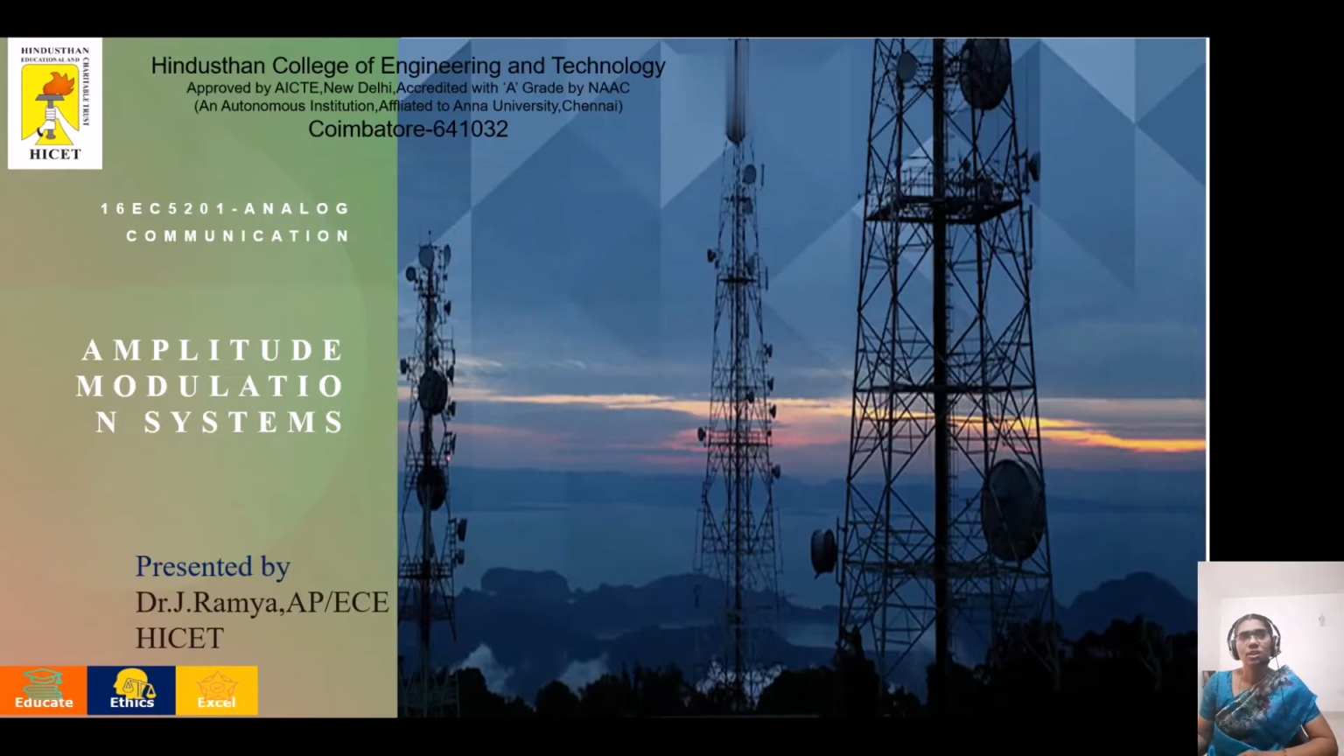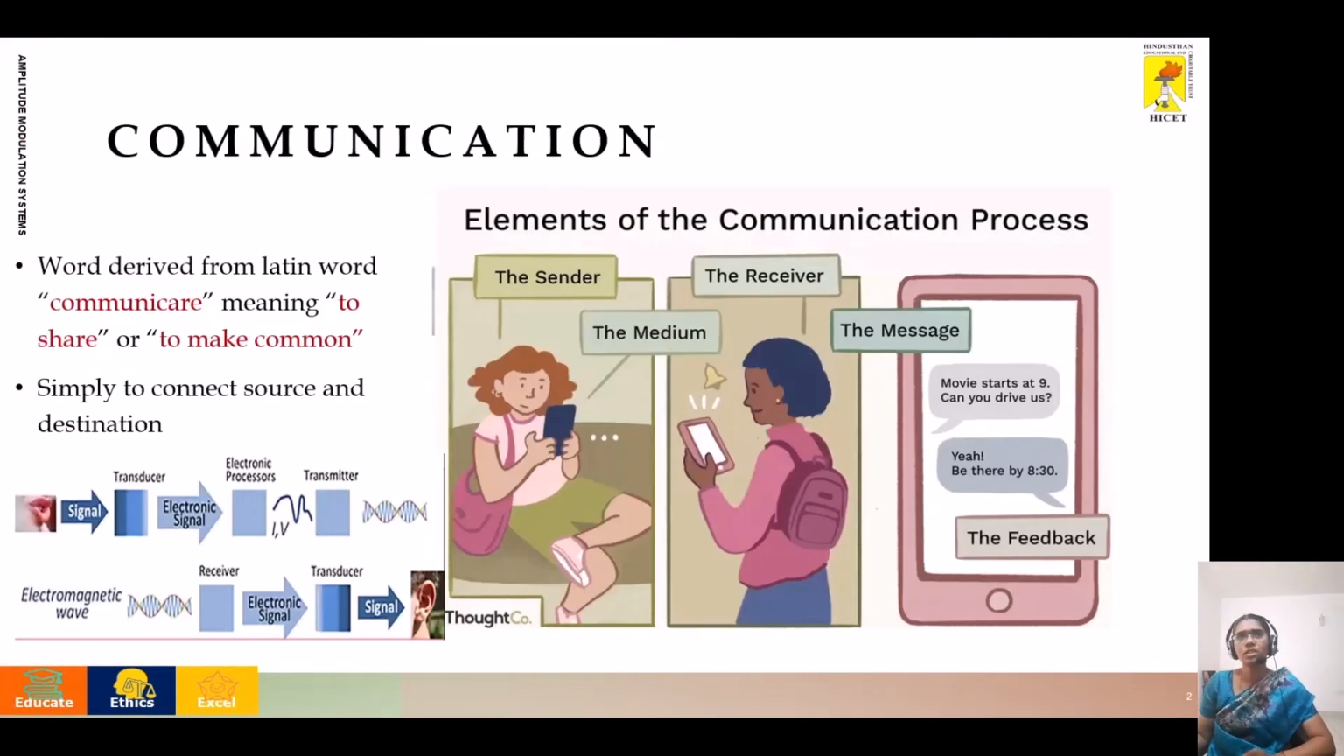In this lecture, I am going to discuss amplitude modulation system, which comes under the subject of analog communication. So now, what is communication? This word has been derived from the Latin word communicare, which means to share or to make common. So simply, to connect the source and destination.